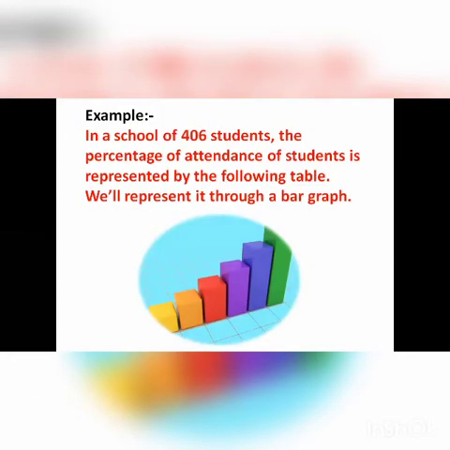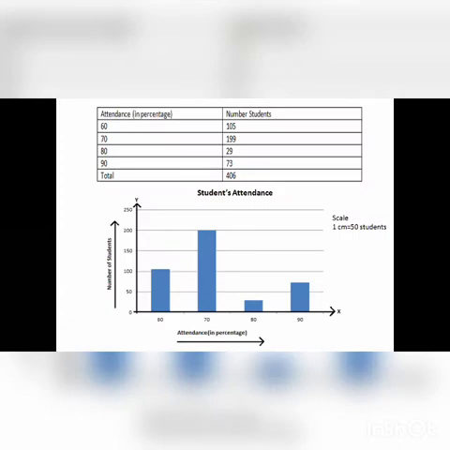To understand it more clearly, let us take an example. In a school of 406 students, the percentage of attendance of students is represented by the following table. We will represent it through a bar graph. For 60% attendance, the number of students is 105. If the attendance is 70%, then the number of students will be 199, 80% is 29, 90% is 73, and in total we got 406. Now, according to the table, we are going to make a bar graph.